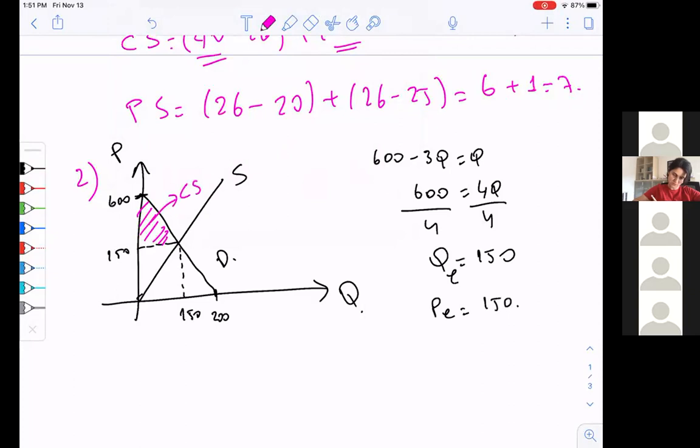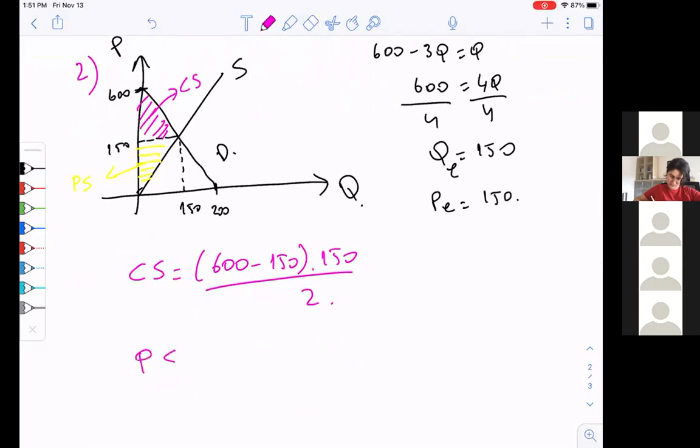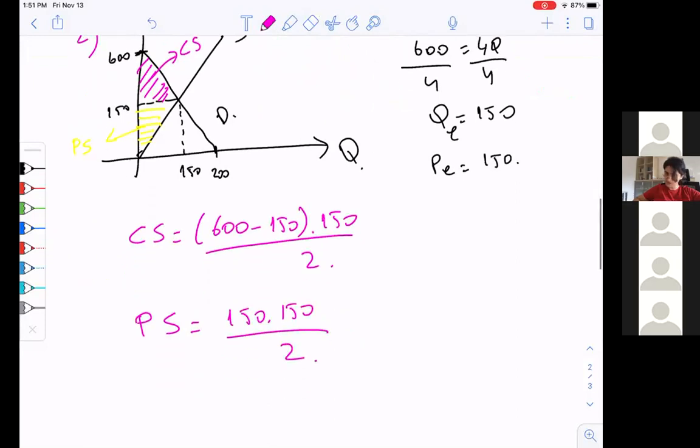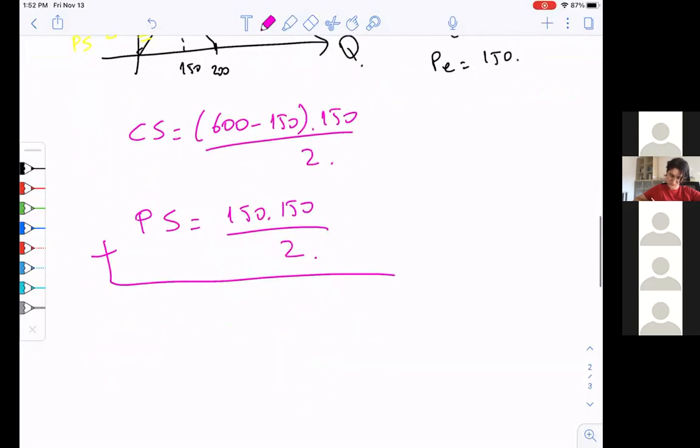This area is called consumer surplus, and this area is called producer surplus. Consumer surplus is (600 minus 150) times 150 divided by 2. Calculate it by yourself. And producer surplus will be 150 times 150 divided by 2. The sum of those gives you total surplus. Okay, what is the result?